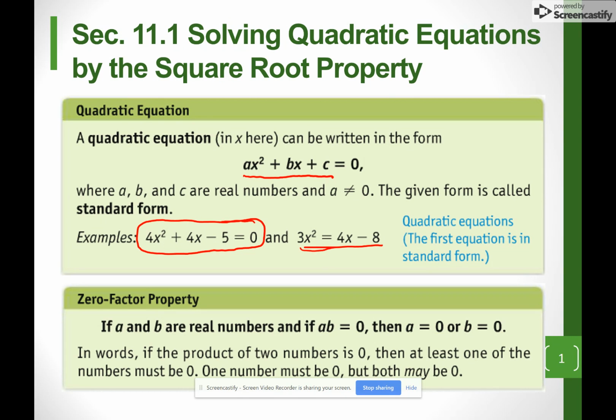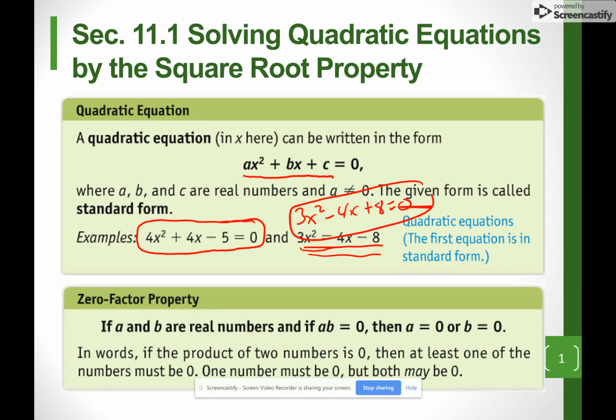Now, in the second one, the right side is not equal to 0, so we move everything to the left. In this case, we'll call it 3x squared minus 4x plus 8 is equal to 0. And that will be how we want it.